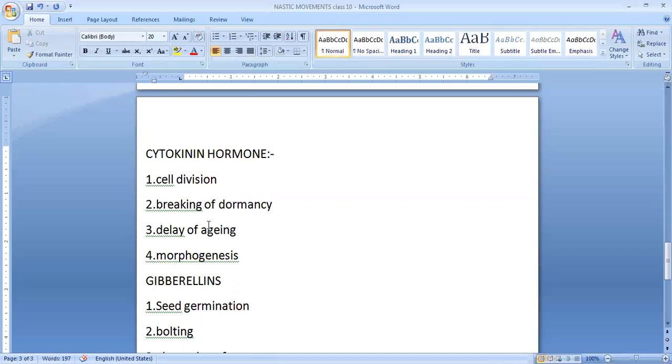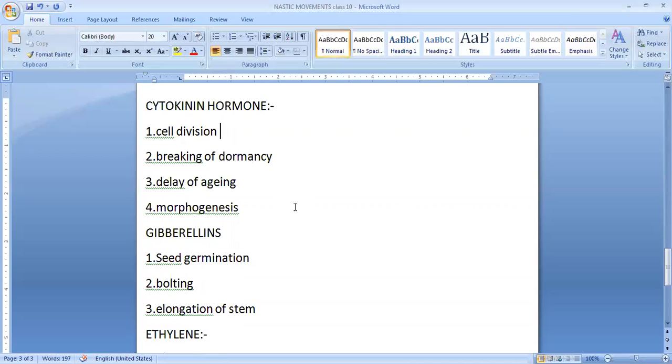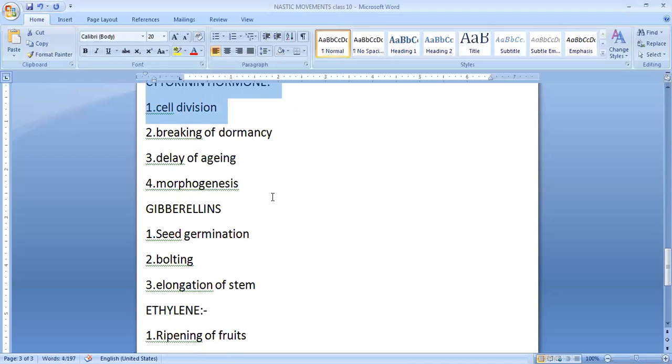Breaking of dormancy means when we provide all the conditions to the seeds to germinate, the seeds need this cytokinin hormone so that they start germinating into small plantlets. When the seed is not germinating, it is called a dormant seed, and when it starts germinating, it is called breaking of seed dormancy. This is done by the hormone known as cytokinin.